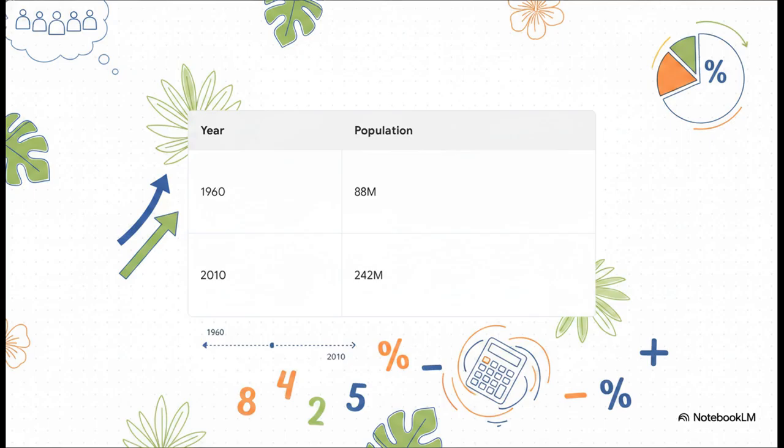Now for the golden rule. We divide that 154 million by our original starting point, the 1960 population of 88 million. Multiply that by 100, and wow, you uncover a staggering 175% population increase over those 50 years.